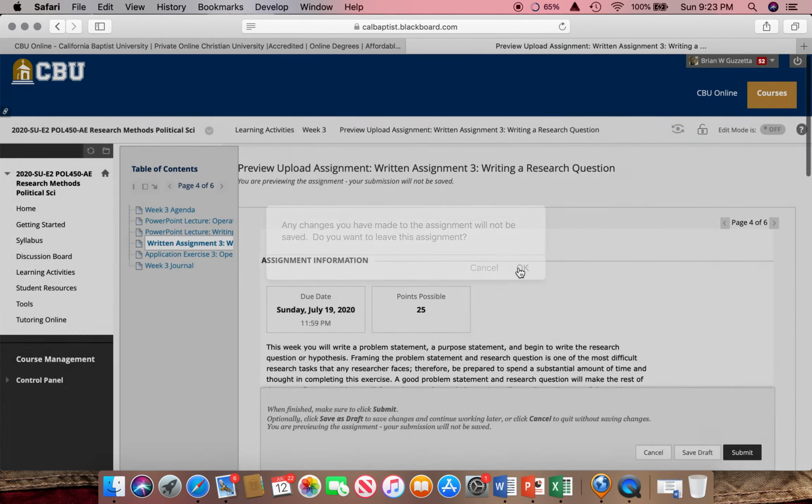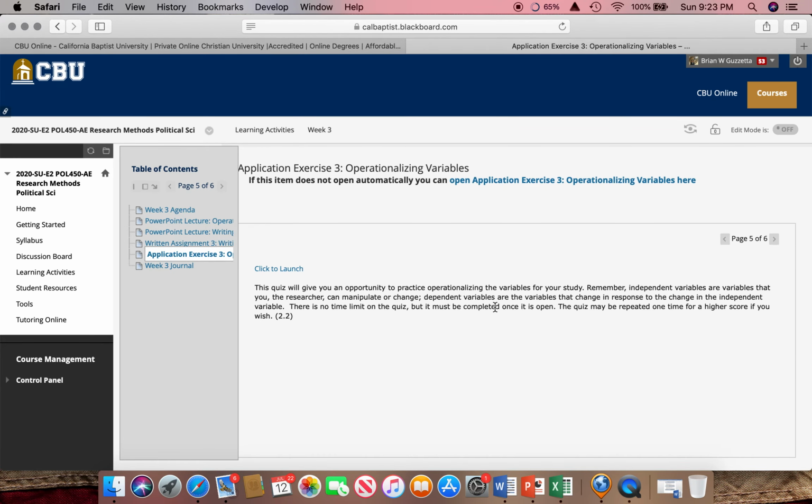Our next deliverable is going to be our application exercise. For this week, this quiz will give you an opportunity to practice operationalizing the variables for your study. Remember, independent variables are variables that you, the researcher, can manipulate or change. Dependent variables are variables that change in response to the change in the independent variable. There is no time limit on this quiz, but you must complete it once it's begun. This quiz may be repeated one time for a higher score if you wish. So, two attempts at this. It's all about operationalizing, but once you start it, have some time management, ensure that you can finish in one setting.